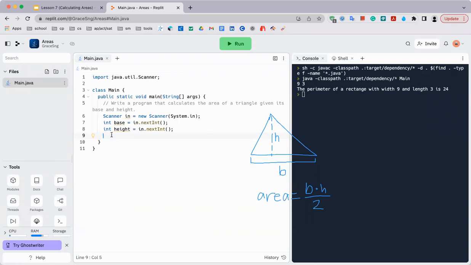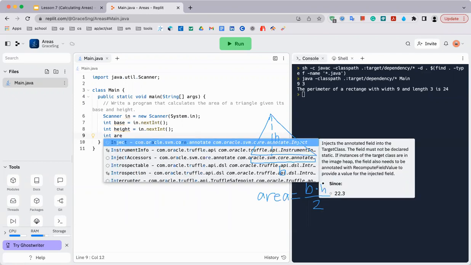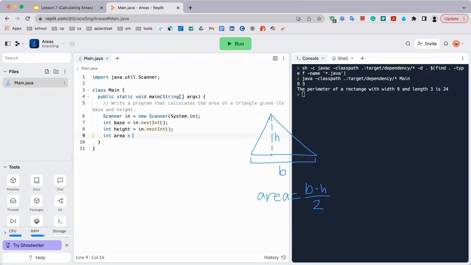All right, so we have the formula, and all that's left is for us to implement this in Java once again. So let's go ahead and create a variable to store the area. So here, once again, try taking a minute yourself to figure out how to write out the expression to calculate the area.